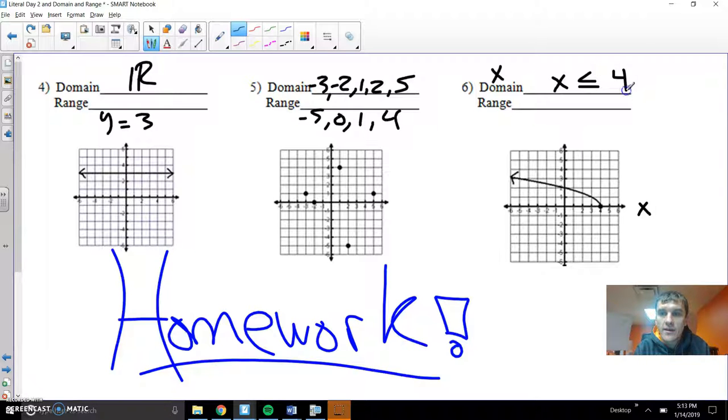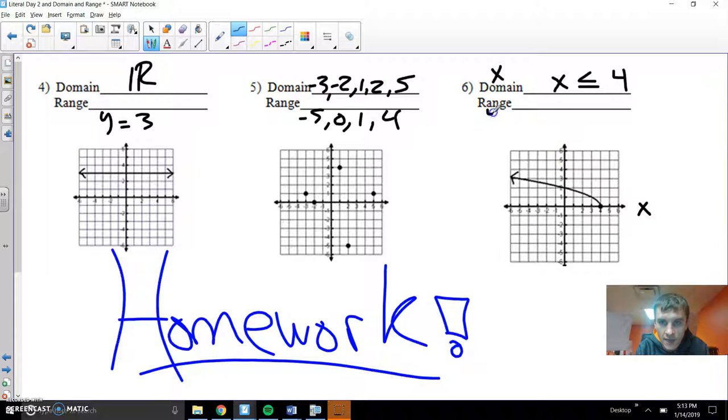Basically, as long as x is 4 or less, you're going to have some graph for those values, or output y values. When x is 0, y is 2, or when x is -5, y is 3, and so forth. So for all the other values greater than 4, like 5, 6, 7, 8, there's just no graph, no output for those particular values.